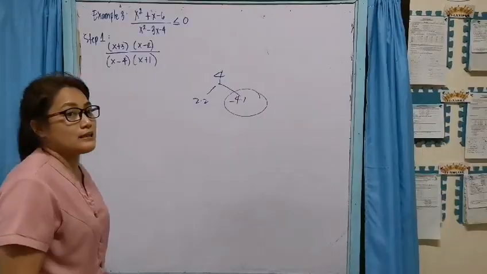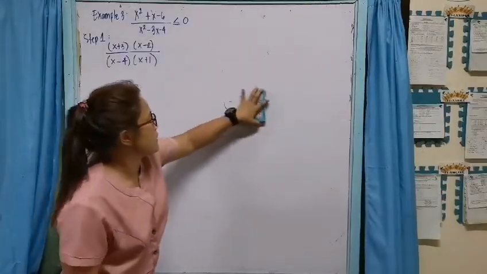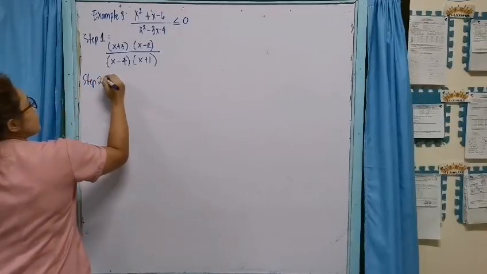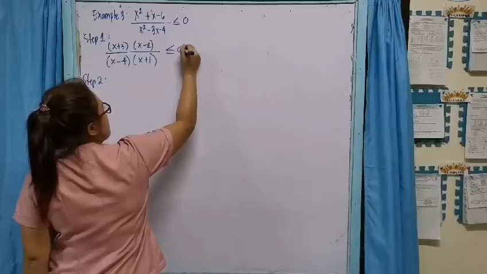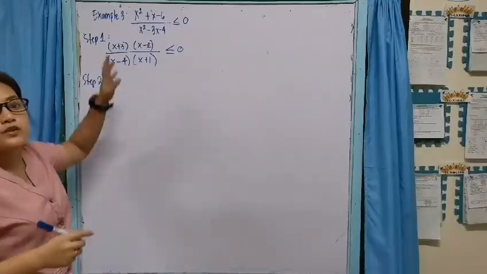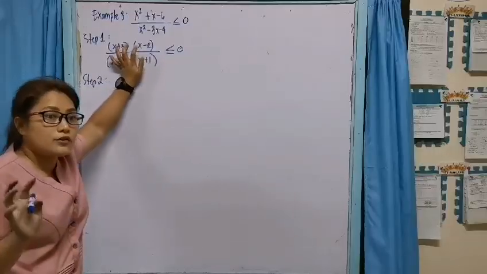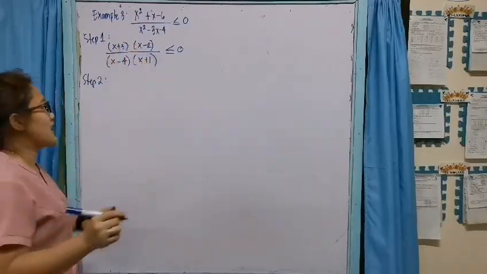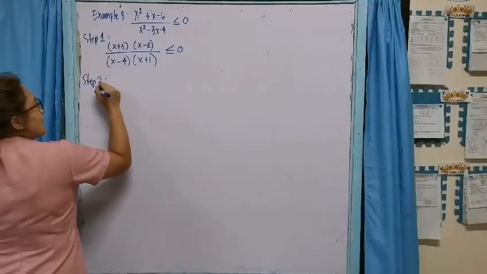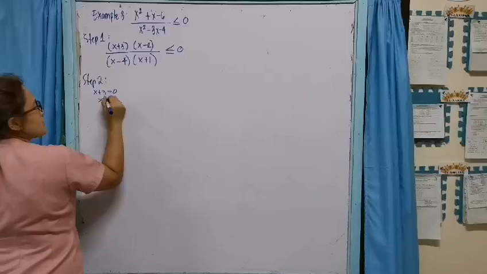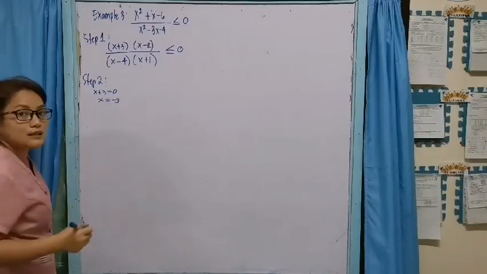So that is step 1. No problem, because we did not transfer anything. We can now proceed to step 2. Do not forget to put less than or equal to 0. Step 2, each of these factors you are going to equate to 0, one by one. So you have x plus 3 equals 0, so x is equal to negative 3.